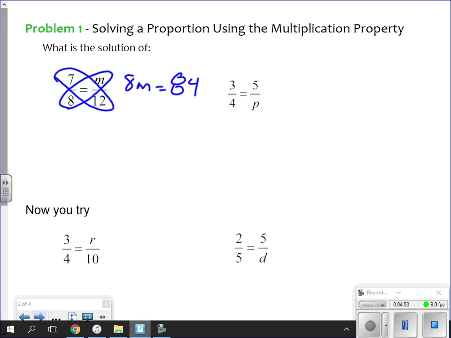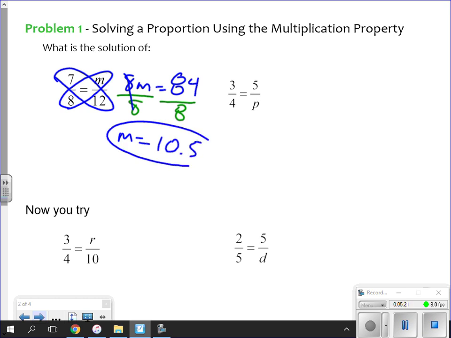We know how to do this. This is a one-step division problem. This is a piece of cake. From here, divide both sides by 8. And here the 8's cancel. We get m equals 84 divided by 8. Do it on your calculator. 10.5 is what you should get. It's a piece of cake.